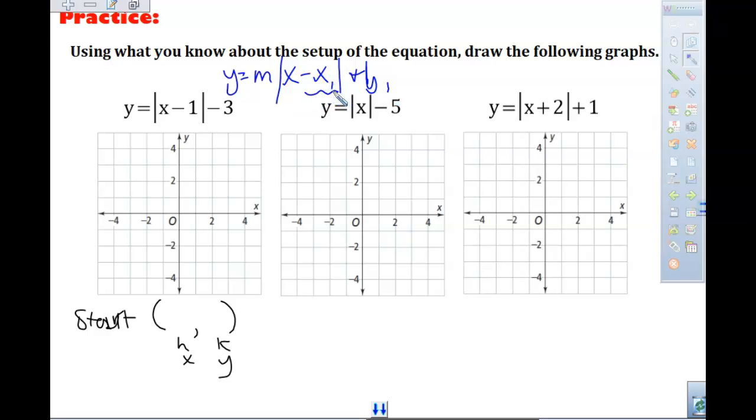So, careful. This has a minus, so this should be positive. That makes sense? Okay. So what about the y point? Negative 3. So let's plot that point. 1, negative 3. That's my vertex. This one goes up, right? So I know the v has to go up.